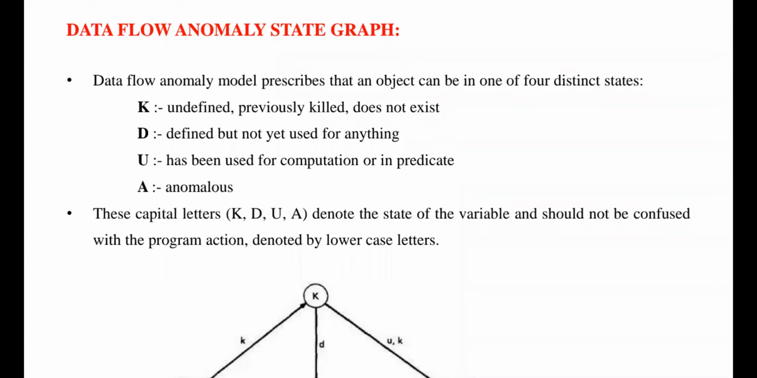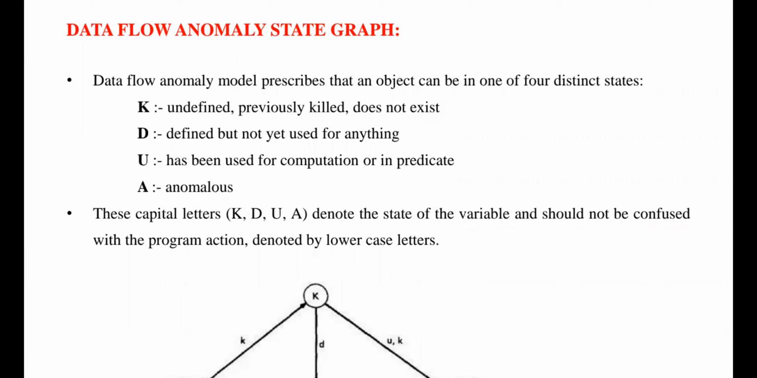When a particular data object is being used, then the flow will go to U. So U means it has been used for computation or predicate. Next one, A is anomaly. When the flow goes to A, an anomaly has arisen, either a two character anomaly or a single character anomaly. Then it goes to the anomaly state. So these are the different states represented in a data flow state graph.